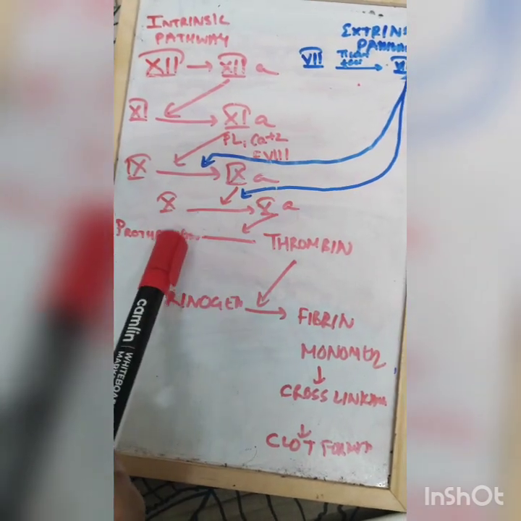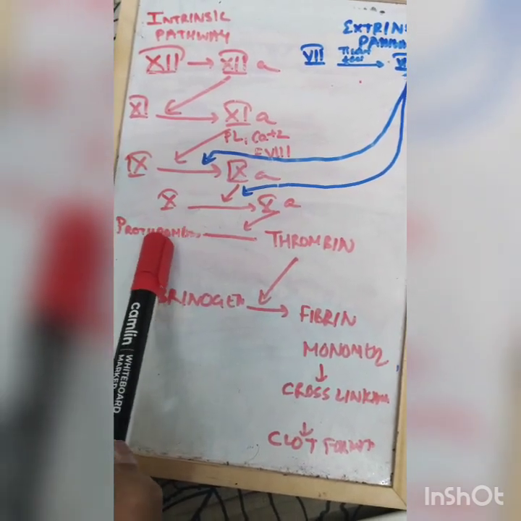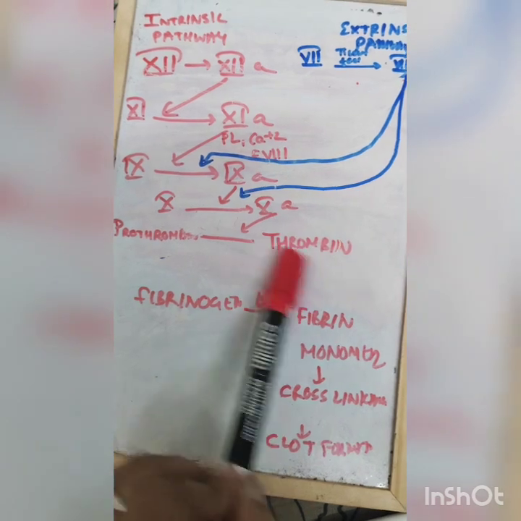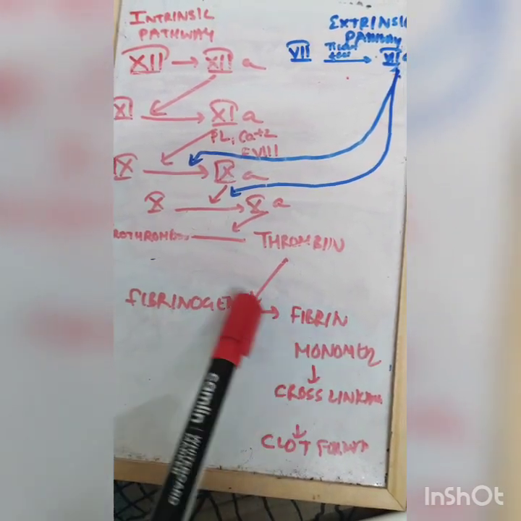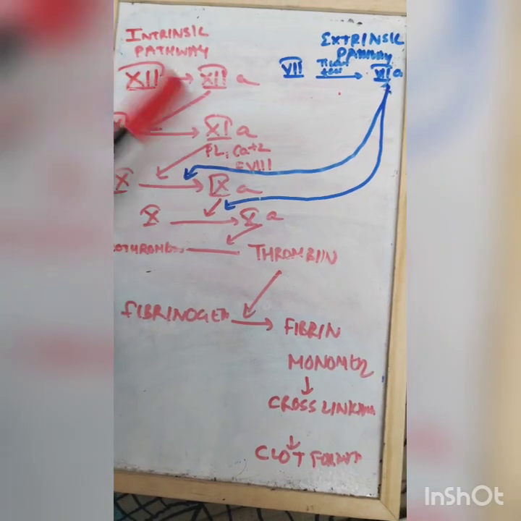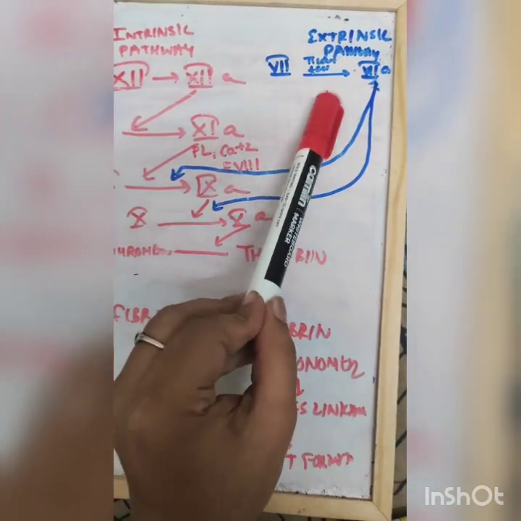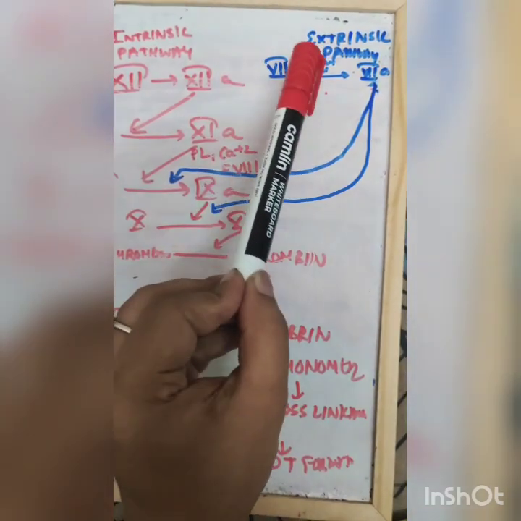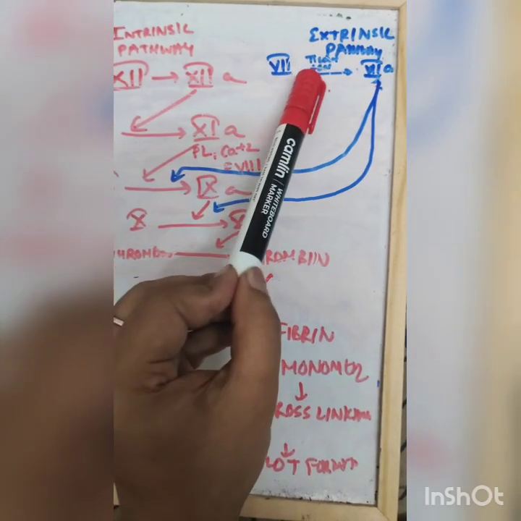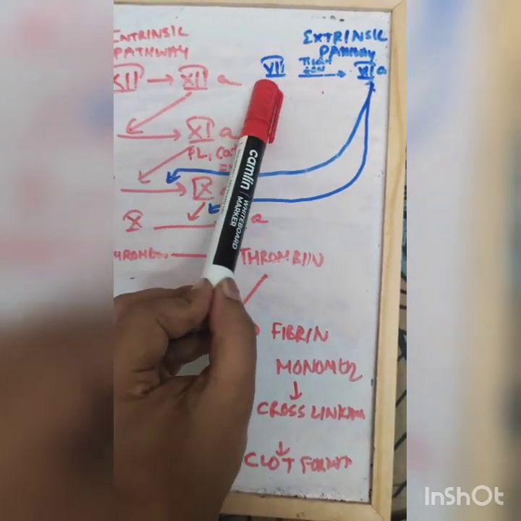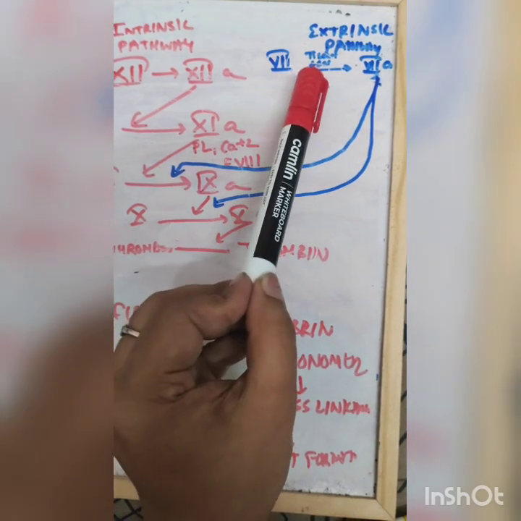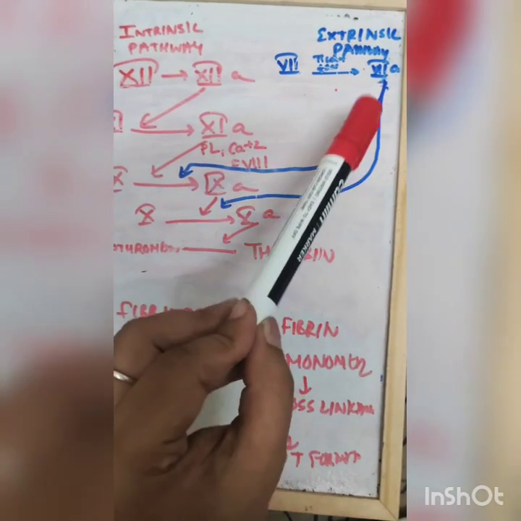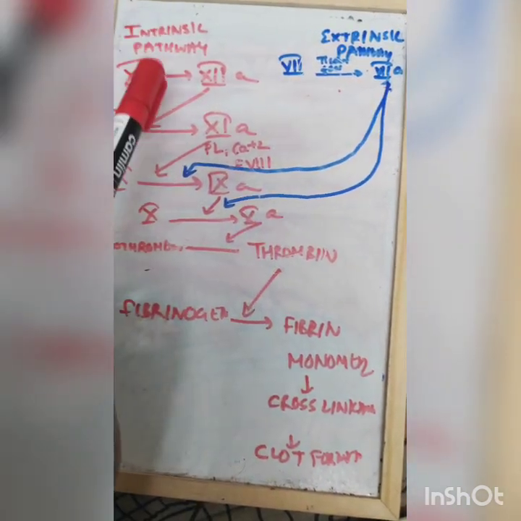Now this activated factor 10 will convert prothrombin into thrombin. Now this thrombin helps fibrinogen to get converted into fibrin. Okay. Now this is the intrinsic pathway. Now the extrinsic pathway gets activated with the help of tissue factor, as I had said. So factor 7 gets converted into activated factor 7 with the help of this tissue factor. Now the extrinsic pathway is way faster than the intrinsic pathway.